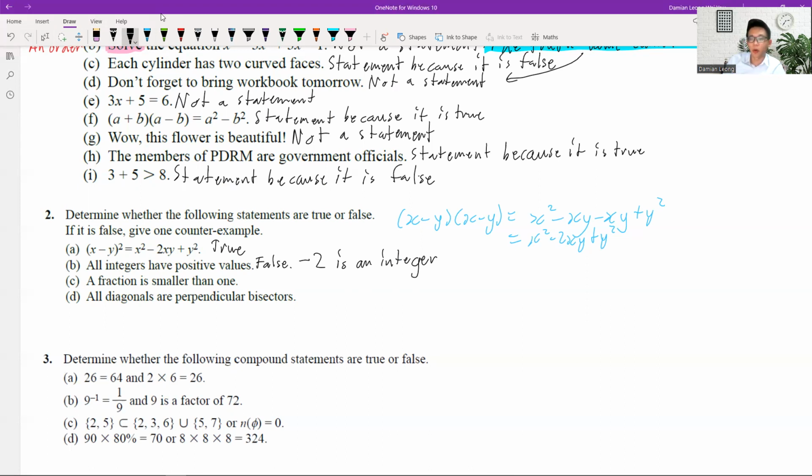A fraction is smaller than 1. A fraction is smaller than 1 is also false. Because we have basically improper fractions where the number on top is bigger. So I can say any fraction basically, say maybe 503. 503 is more than 1.